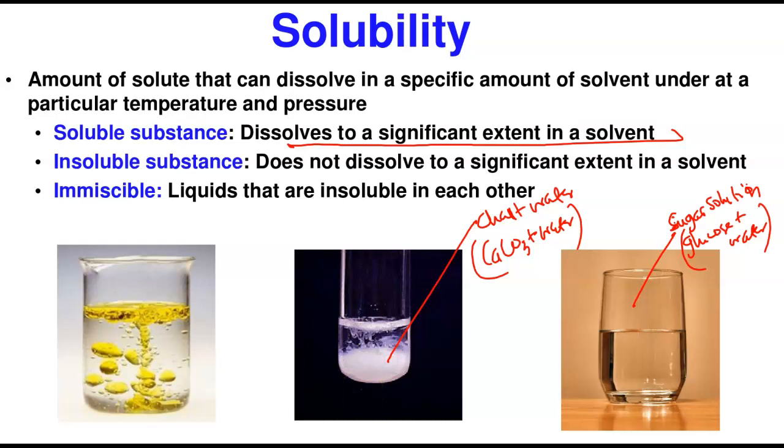However, you use the word immiscible to refer to two liquids that cannot dissolve in each other. When two liquids cannot interact, one of them will be polar and one of them will be non-polar. For example, if you mix water and oil, let's say vegetable oil, water is polar, vegetable oil is non-polar. They cannot mix with each other. Now, you see, oil is light.